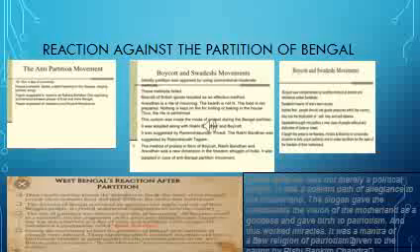The partition of Bengal was announced on 19 July 1905 and formalized on 16 October 1905. The partition led to Swadeshi and boycott movements. The roots of the Swadeshi movements can be traced to Dadabhai Naoroji's book, Poverty and Un-British Rule in India. The collapse of the textile industry and the drain of economic wealth to England all led to the Swadeshi movement, but the main trigger point was the partition of Bengal.